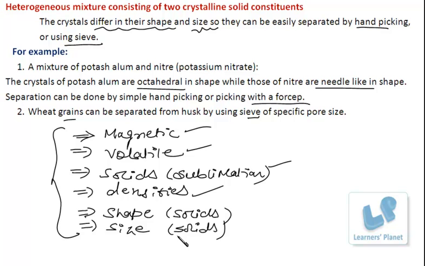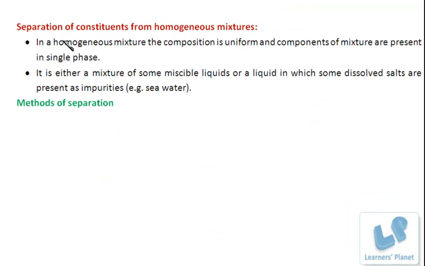Right? Now let's discuss how we can separate the constituents of a homogeneous mixture. Separation of constituents from homogeneous mixture. What are homogeneous mixtures? The mixtures in which composition is uniform and the components of the mixture are present in a single phase. Every part of the mixture has similar properties. This we have already discussed, that every part of the mixture has a uniform composition, similar properties, and also the constituents present in a homogeneous mixture cannot be identified.